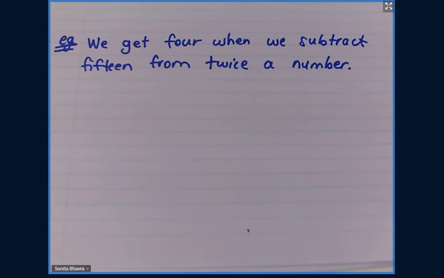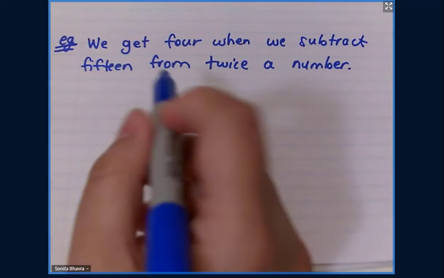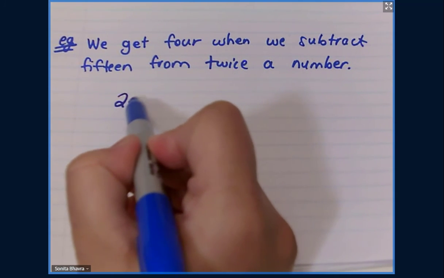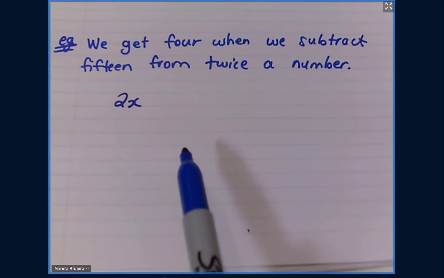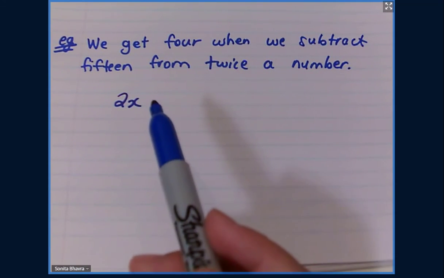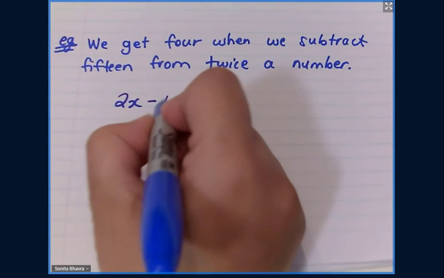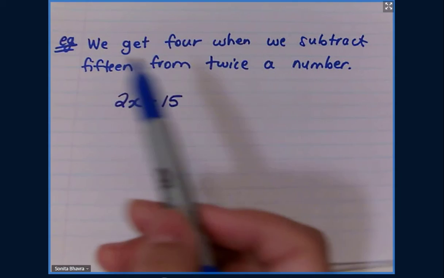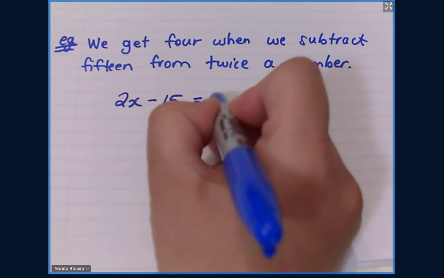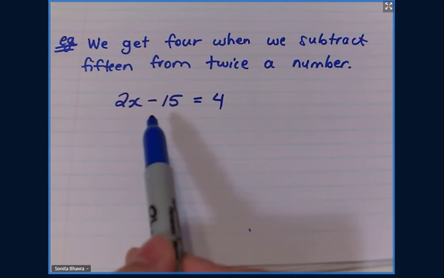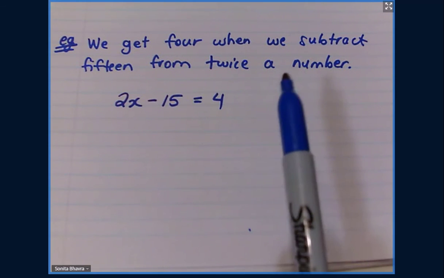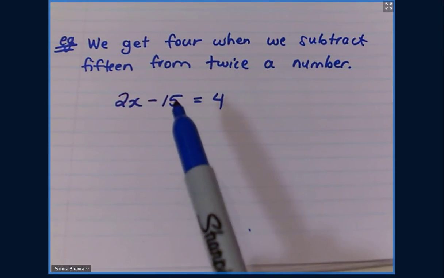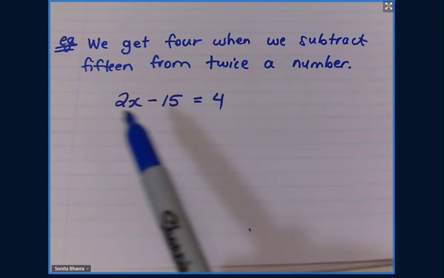All right, so we get 4 when we subtract 15 from twice a number. So twice a number is basically 2x, because twice a number means 2 times the variable. And then we also know when we subtract 15 from twice a number, so it's 2x minus 15 like that. And we get 4, meaning the result is equal to 4. So 2x minus 15 equals 4. Read it to yourself again. We get 4. Yep. When we subtract 15, we subtracted 15 from twice a number. Twice a number is 2x.